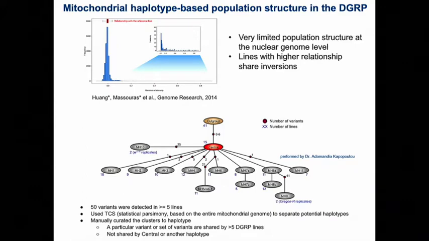So here you can see the number of variants in which each haplotype differs from, for example, the central haplotype, and here the number is the number of lines that belong to each of the different haplotypes. So this was an interesting observation. We had a discussion. It might be criticized.